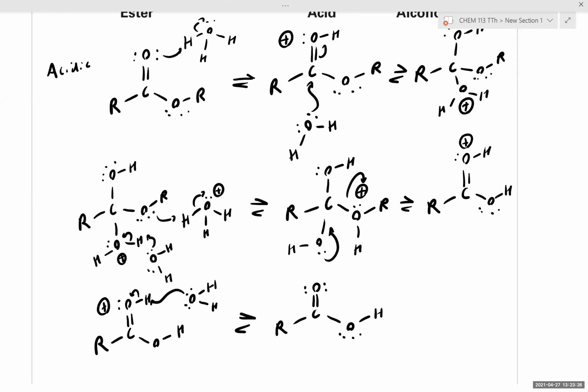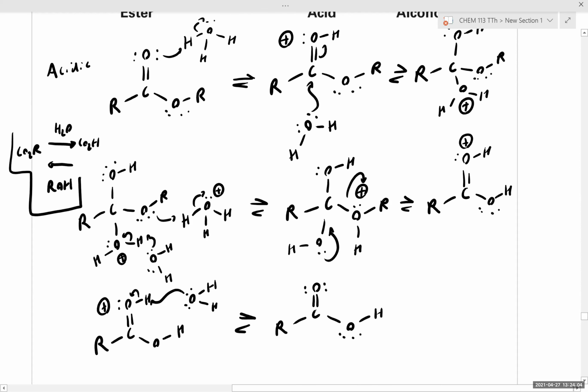Yes, exactly right. This is an equilibrium. And so if we have an excess of water, hydrolysis is favored. If we have an excess of alcohol, or if we remove water, the ester is favored. Does that make sense? Essentially, you can view it as the forward progress to the carboxylic acid requires water. The reverse progress to the ester requires an excess of alcohol. A classic application of Le Chatelier's principle.